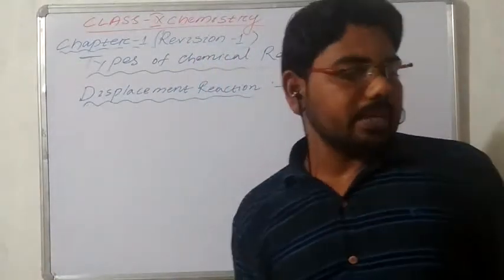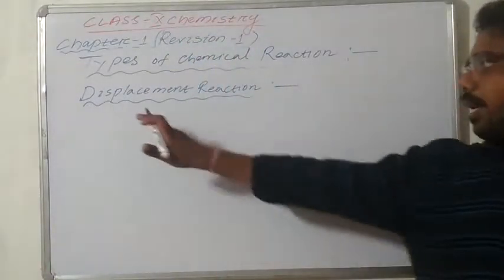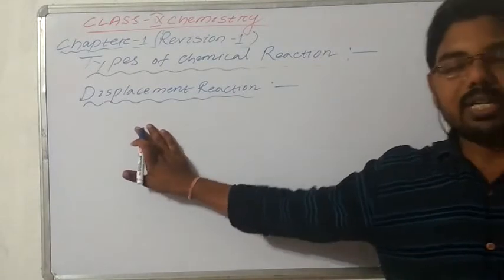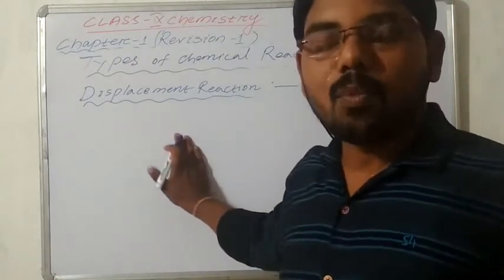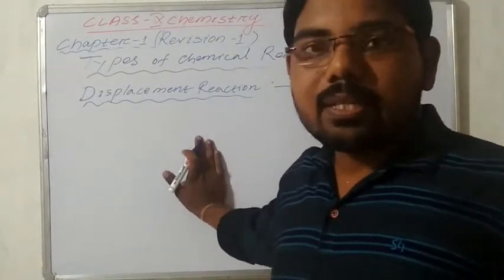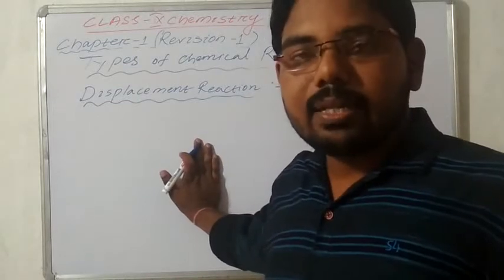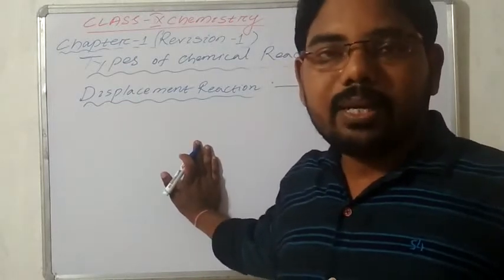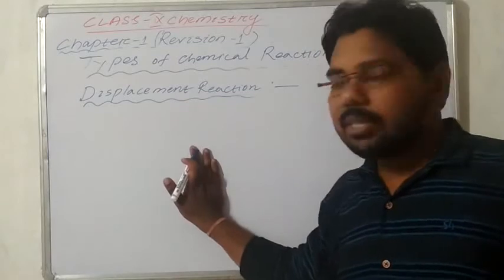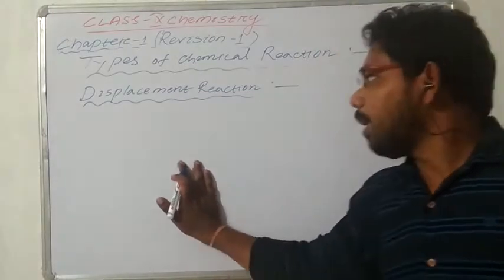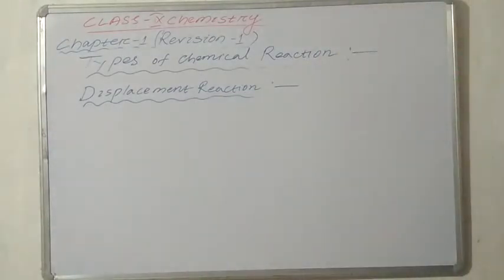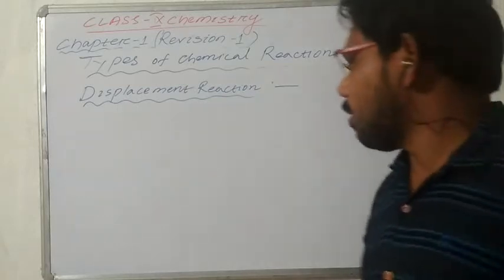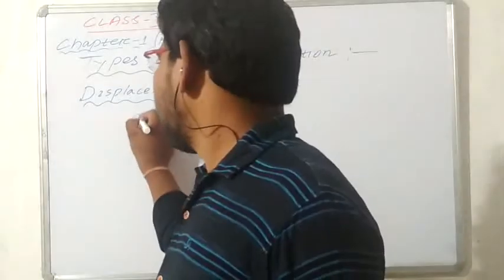Okay, displacement reactions. In displacement reactions, the more reactive element or metal displaces the less reactive element or metal and forms new compounds. This reaction is known as a displacement reaction. We are discussing an example. First we discuss the general equation.